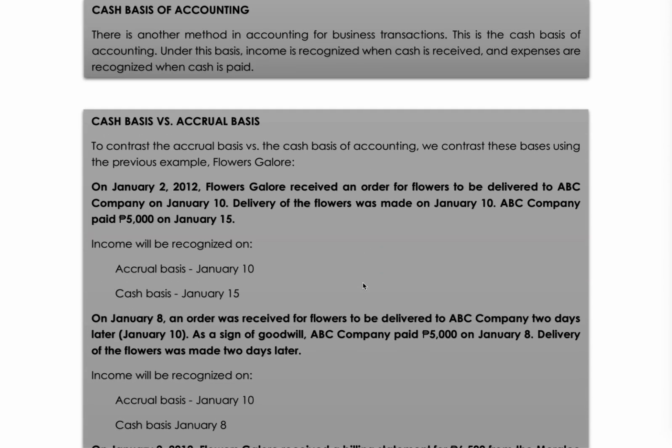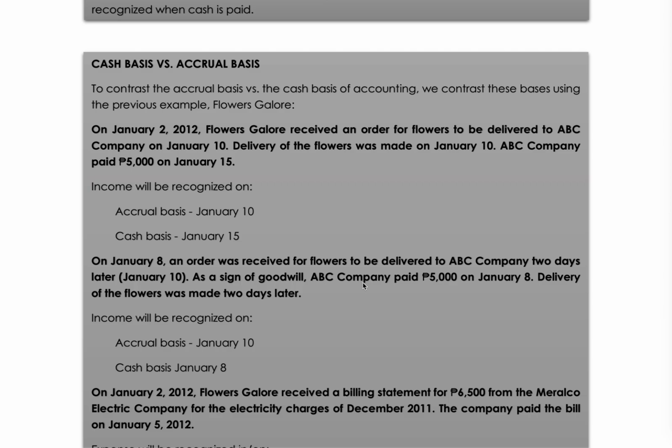So, ano ba ang difference itong dalawa na to? Let's see. To contrast the accrual basis versus the cash basis of accounting, we contrast these bases using the previous example. Okay. On January 2, 2012, Flowers Galore received an order for flowers to be delivered to ABC Company on January 10. So, nag-order ng January 2, delivery is January 10. Okay? And payment was January 15. So, question, when will the income be recognized? Kung accrual basis ka, kailan? Date of delivery, which is January 10. Pero kung cash basis ka, date of receipt of cash. When is that? January 15.